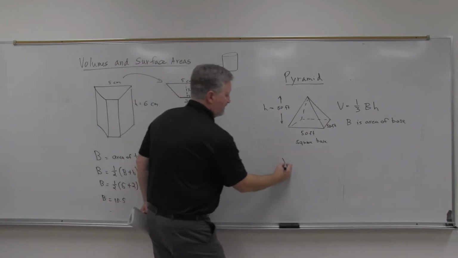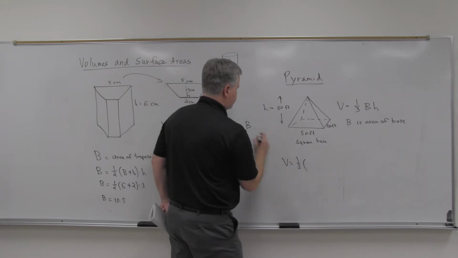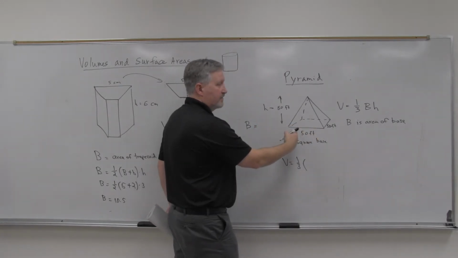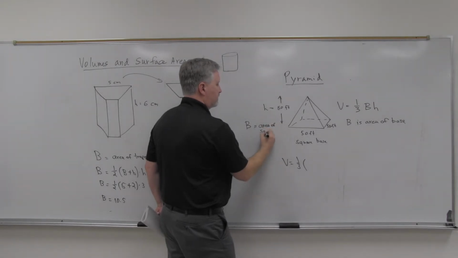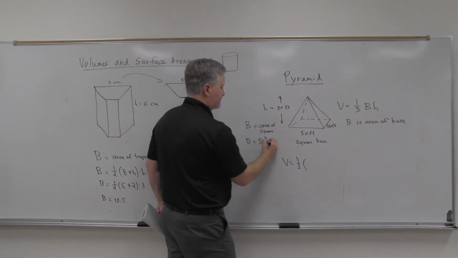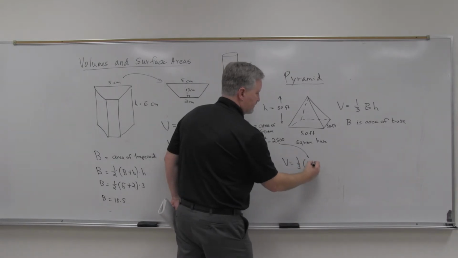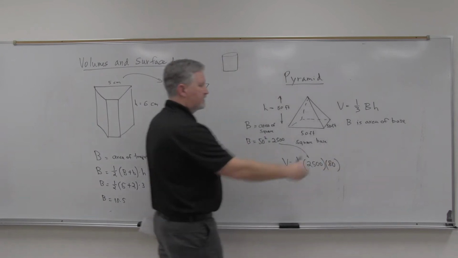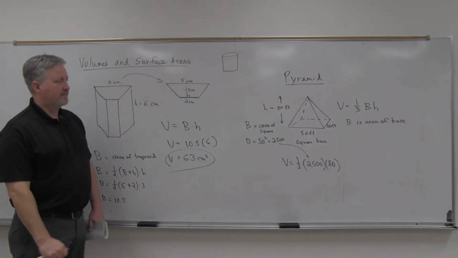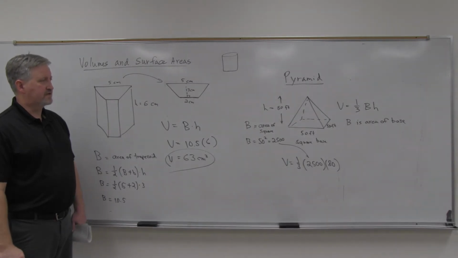Well, the volume of that is going to be 1/3 times big B. In this case you got a square, so area of a square is side squared. 50 squared is 2,500. That's big B, times the height, which is 80. I'll let you multiply that out, but that's going to give you your volume: 1/3 times 2,500 times 80.